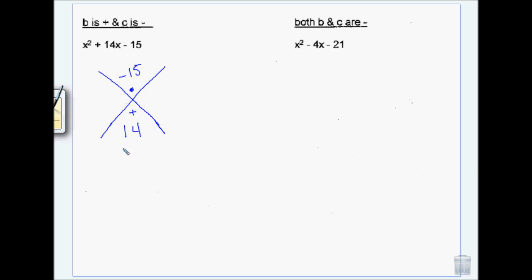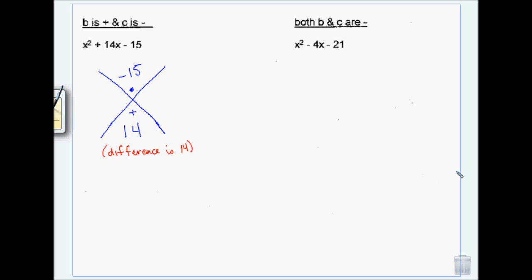So what I'm really kind of looking for is that the difference between the two numbers, if you ignored the signs, would be 14. It's still a sum, but one's positive, one's negative, so it's kind of a difference at the same time. Does that make sense?